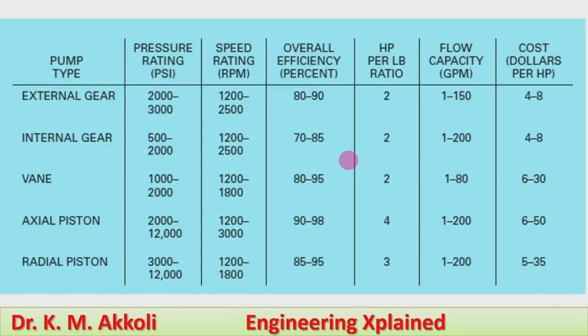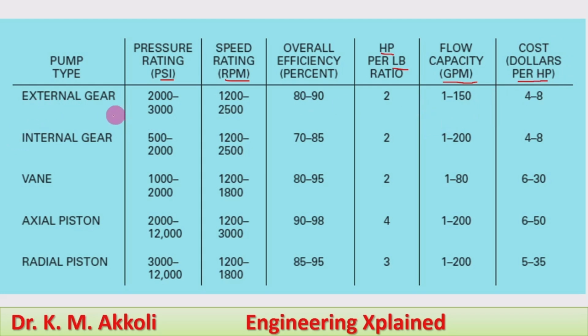Okay, now we'll take the comparison. The comparison parameters are, first, pressure rating in pounds per square inch; speed rating in revolutions per minute, rpm; overall efficiency in terms of percentage; hp per lb, that is the horsepower to weight ratio, where lb is the weight and hp is the horsepower; flow capacity in gallons per minute; and cost in dollars per hp. For a 1 hp capacity pump, what is the cost of the pump in terms of dollars?